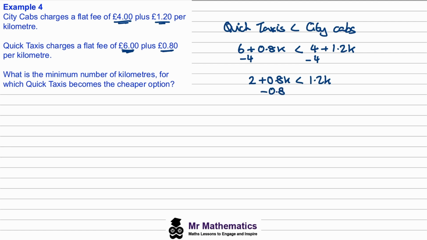We'll take away the 0.8K from both sides. These will cancel, so 2 must be less than 0.4K. We'll divide both sides by the 0.4, and we get 5 must be less than K. So K must be greater than 5. So the minimum is when you have 6 kilometres. Then the Quick Taxis become a cheaper option.